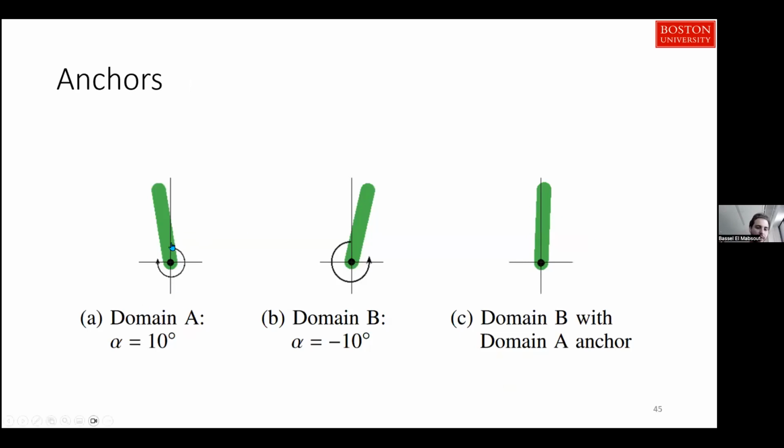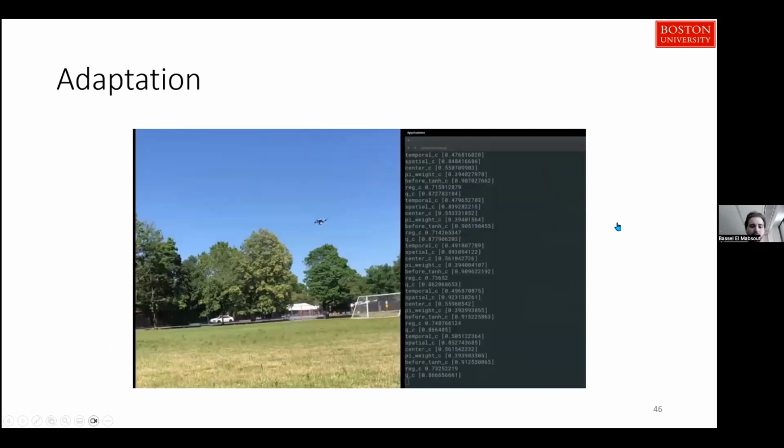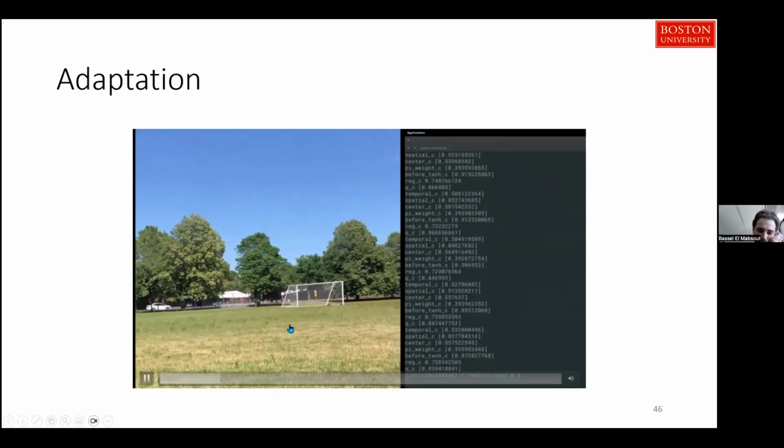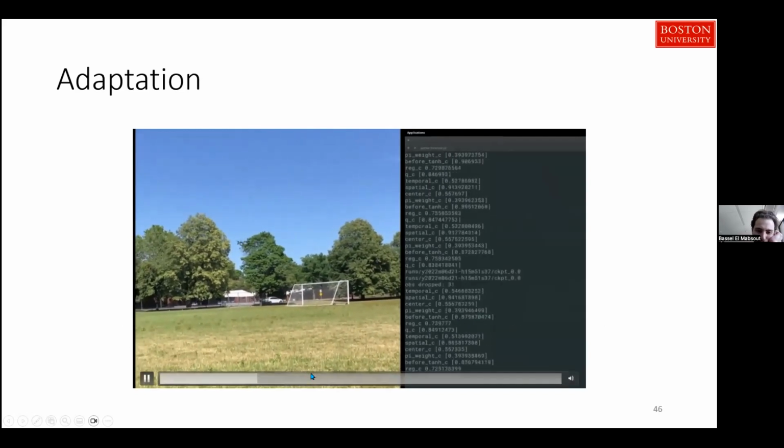Here is, for example, a domain A where we want this pendulum to point to the left, and a domain B where we want the pendulum to point to the right. And a domain B with a domain A anchor tries to satisfy both, so it points somewhere in the middle. It compromises. And this is actually the drone flying in real life and adapting while it's flying.